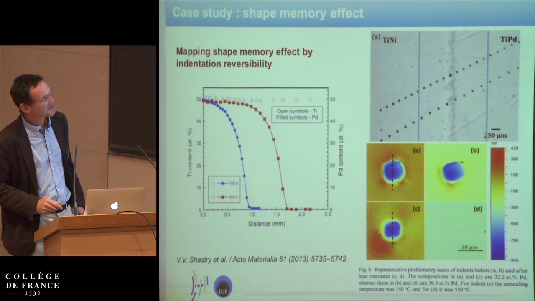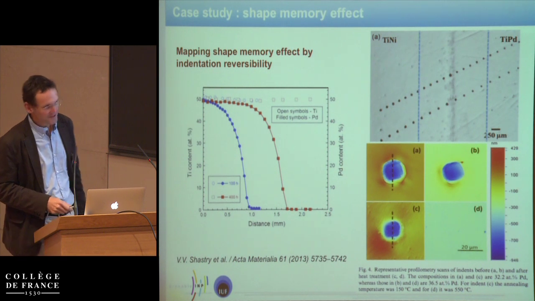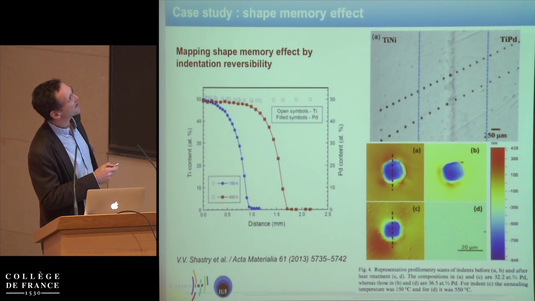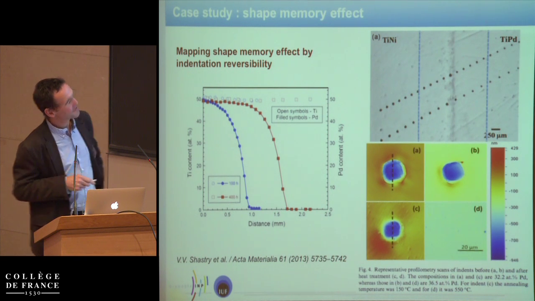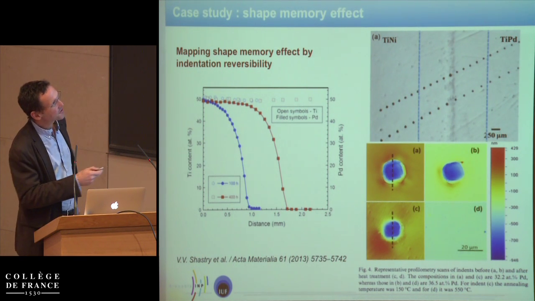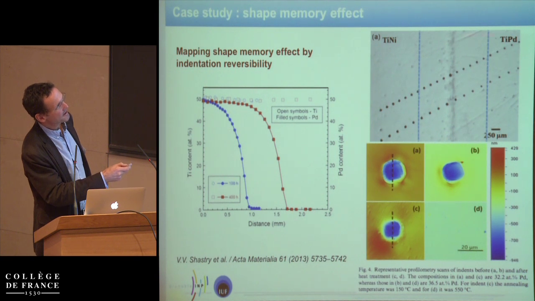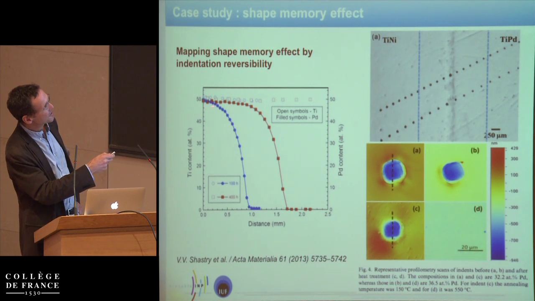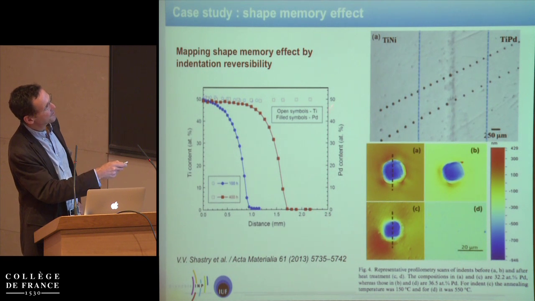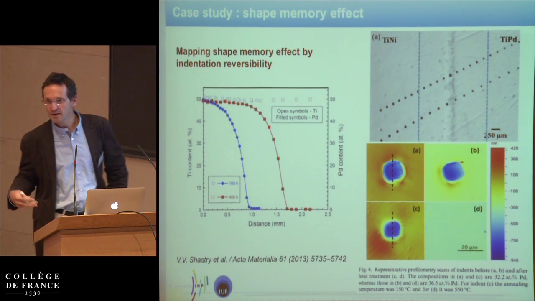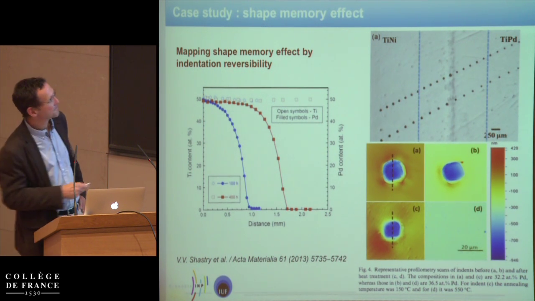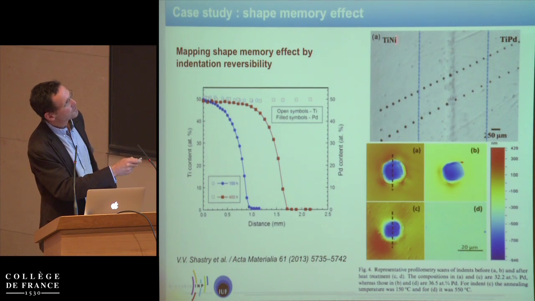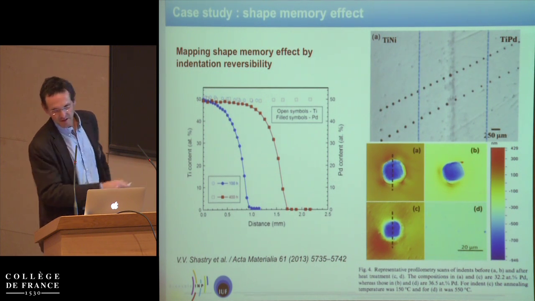Another case that I really like, because I think it was a nice imagination, is mapping the shape memory effect. The idea here was to look into the titanium-nickel and titanium-palladium system and the mixing between the two. So here they made a diffusion couple. Here titanium is constant, open symbols here, and palladium is varying. Here it's two diffusion times to get the couple. So you get basically from pure titanium-nickel to pure titanium-palladium.